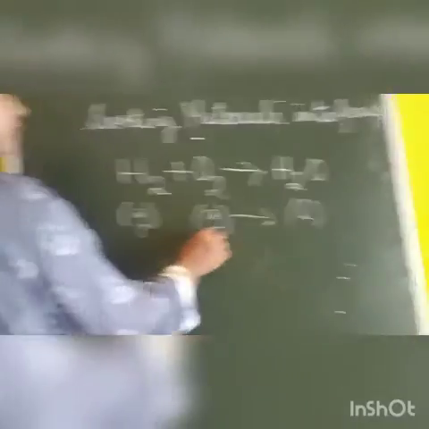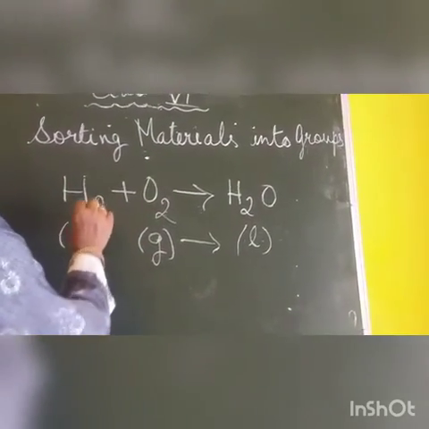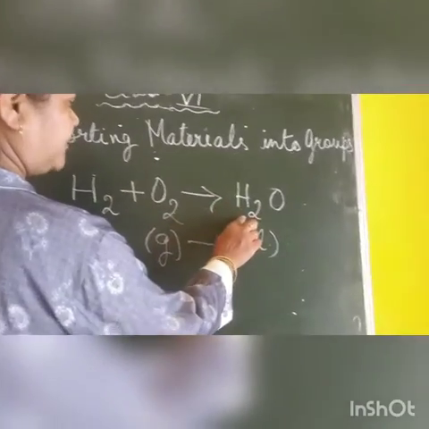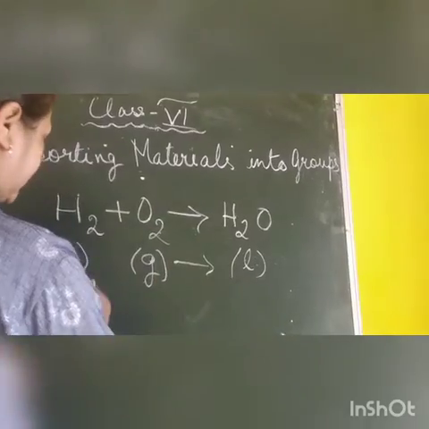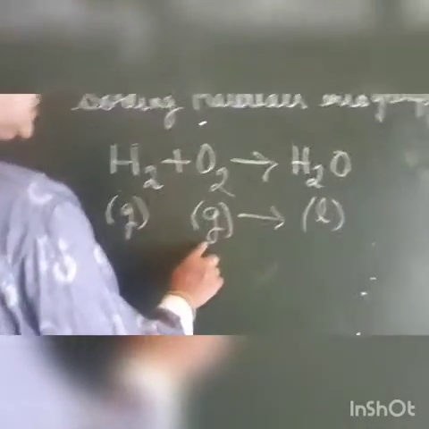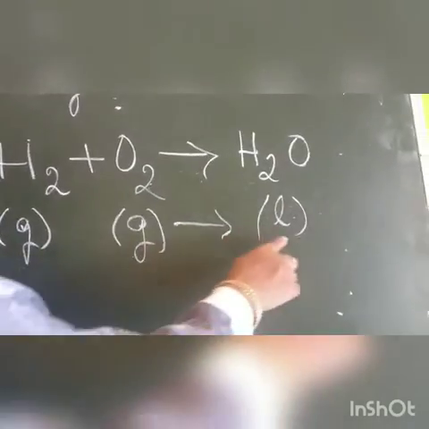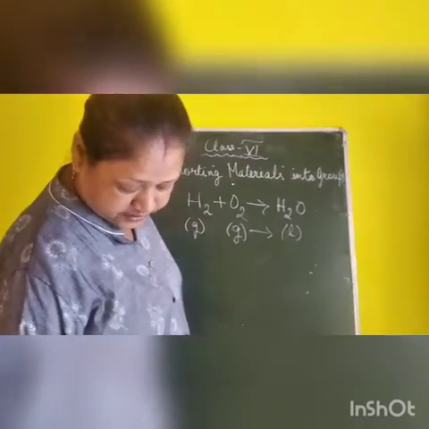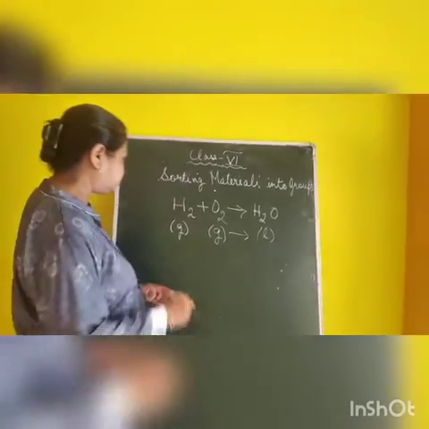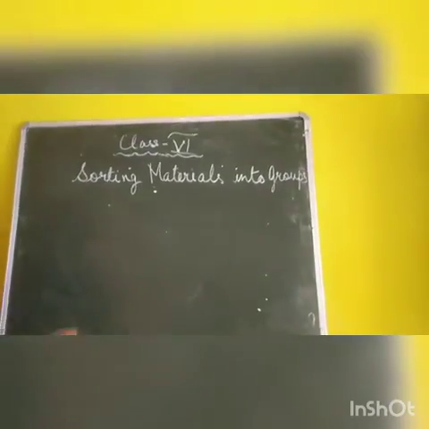G is the abbreviation for gas and L is the abbreviation for liquid. So these two, hydrogen and oxygen, combine together to form a molecule of water. Whereas you see, hydrogen and oxygen are both gases, and when they combine together, they form a different compound which is liquid in nature, right? And the formula of water is H2O.